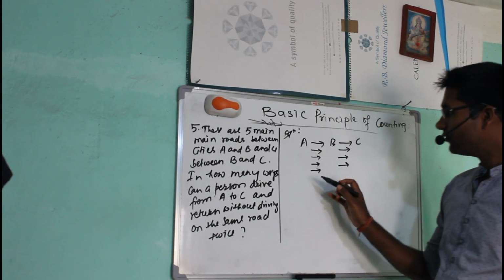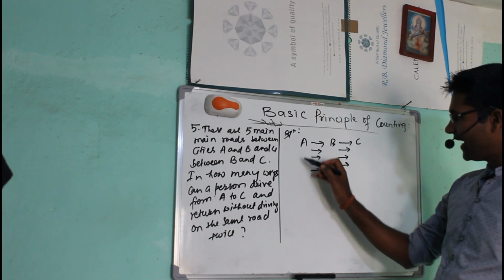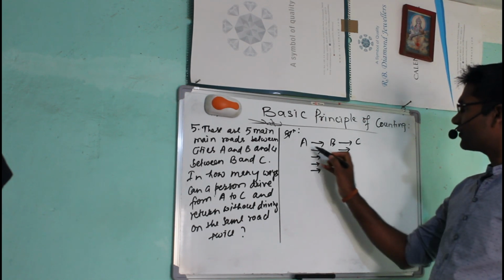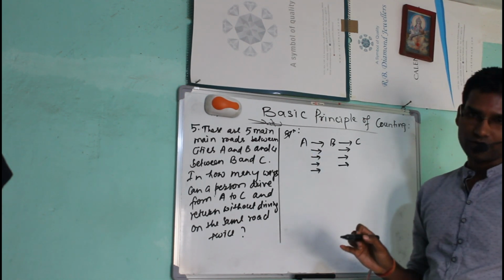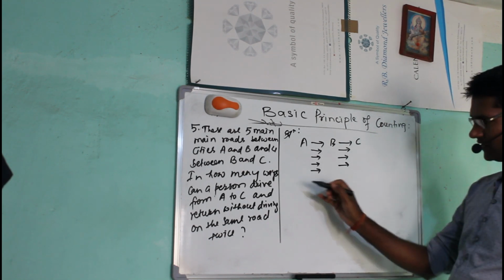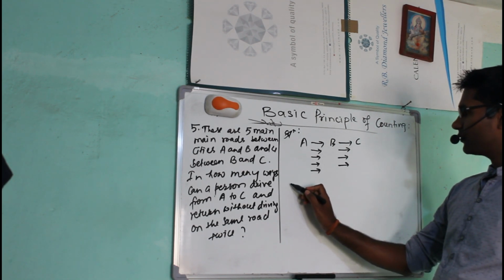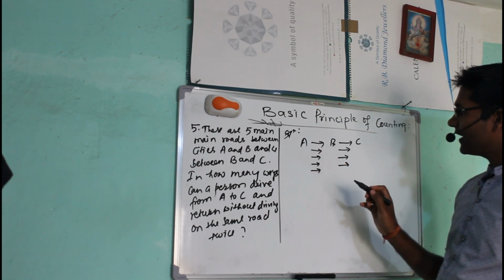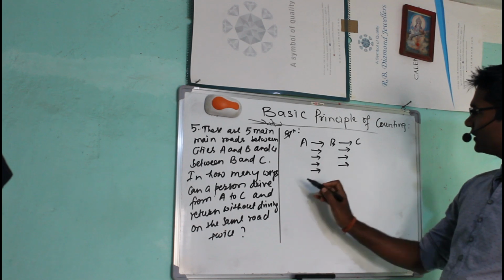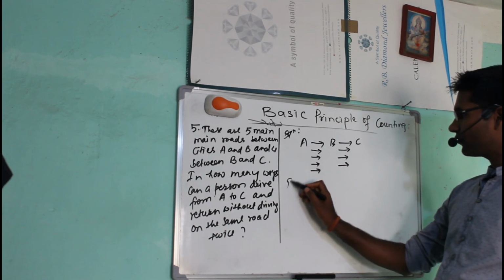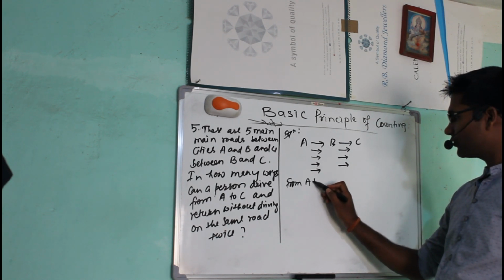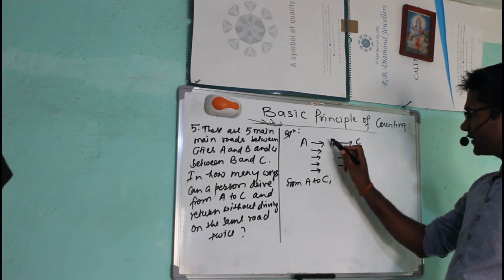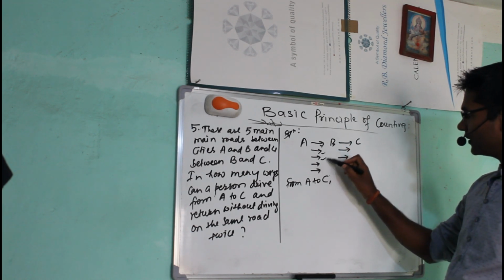Now the question is, in how many ways can a person drive from A to C and return from C to A by different routes? How can we solve this? It's very simple, so let me talk about the choices. You have to move from A to C and come back from C to A. See here, how many choices are there? First, we can choose any one of them, 1, 2, 3, 4, 5.